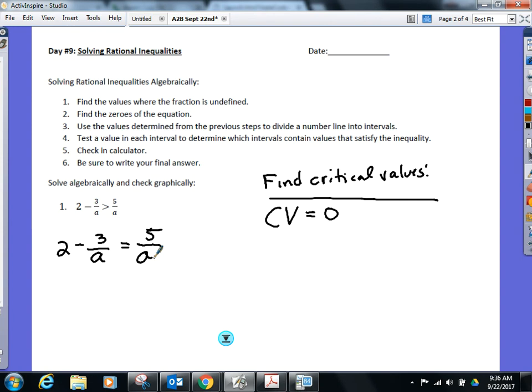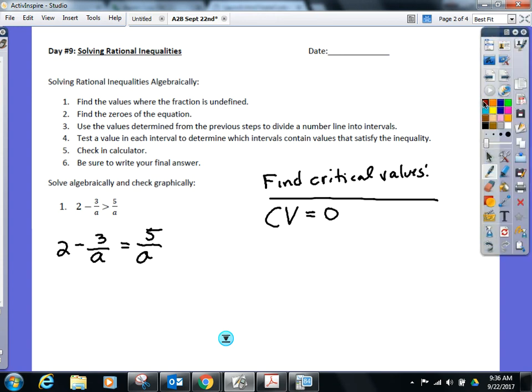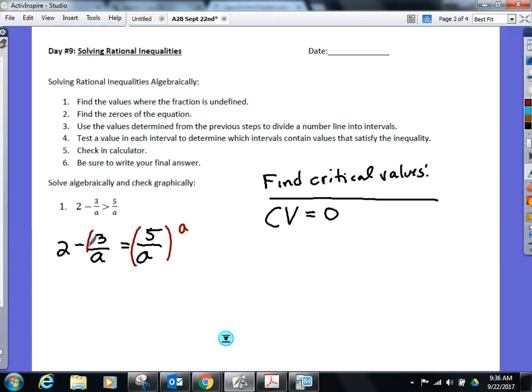All right? Get rid of the denominators. What's my common denominator? A, right? That's an easy one. A is my common denominator. So I multiply all 3 of these by A. This is exactly what we did on Wednesday, including the 2. Don't forget about that bad boy.